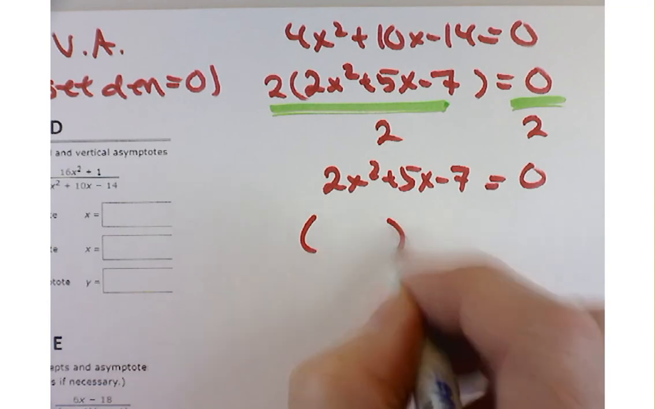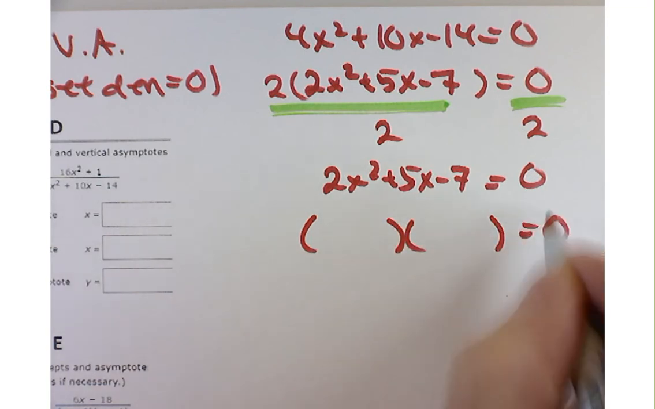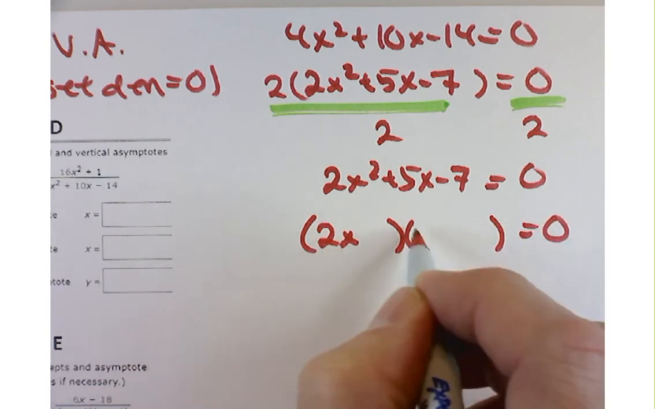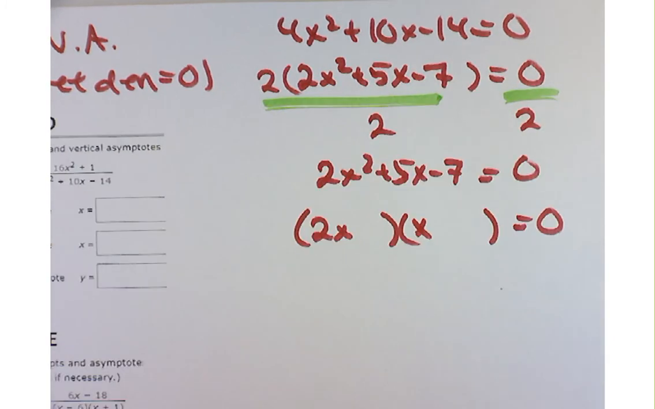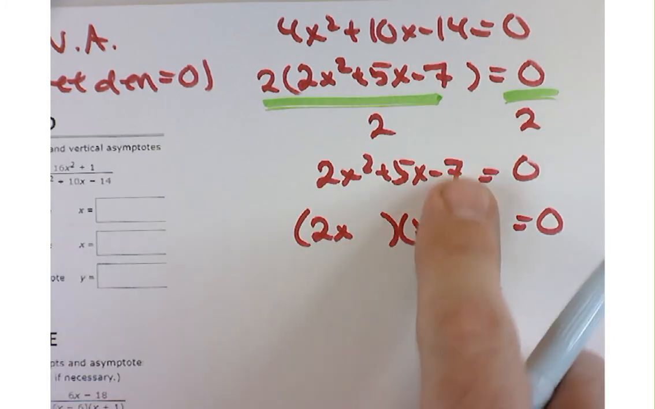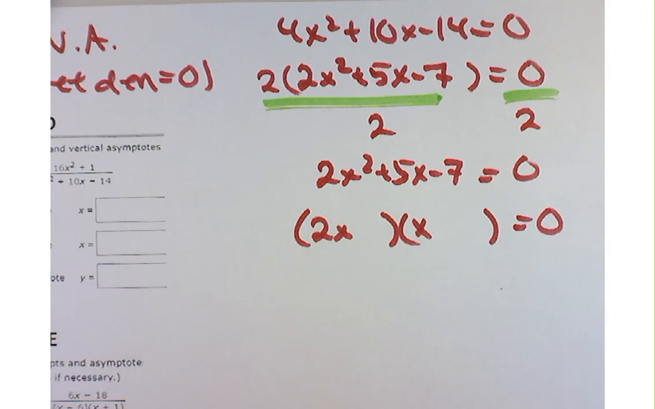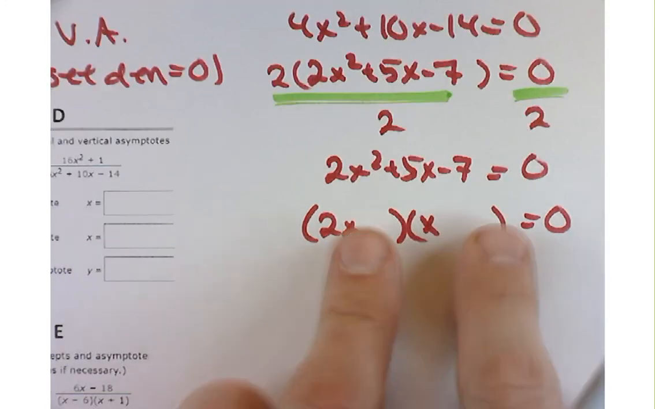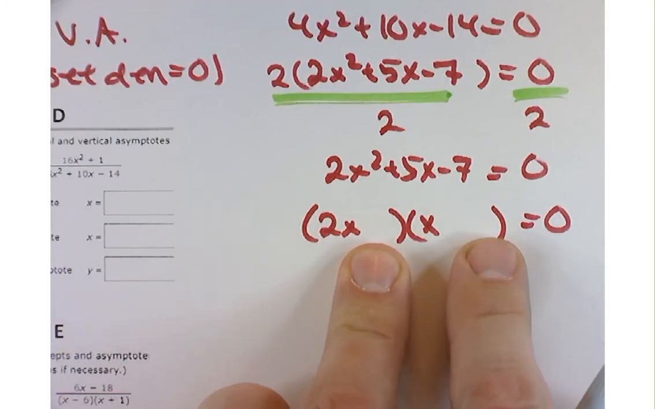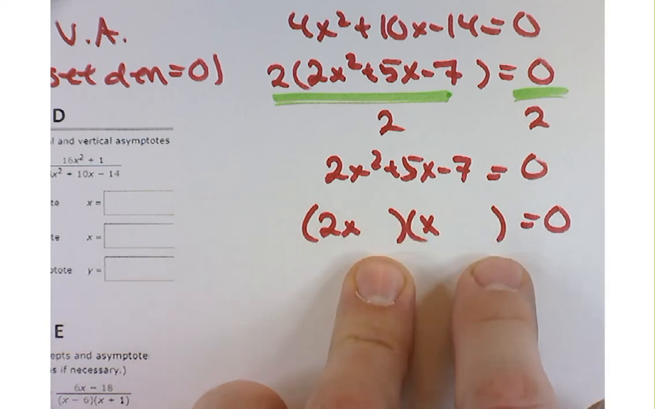But now I need to factor this. And I know it's going to start out with a 2x and an x. That's kind of nice. What's also nice is that the number 7 doesn't have too many factors, right? The last two numbers here have to factor as a 1 and a 7 or a 7 and a 1.